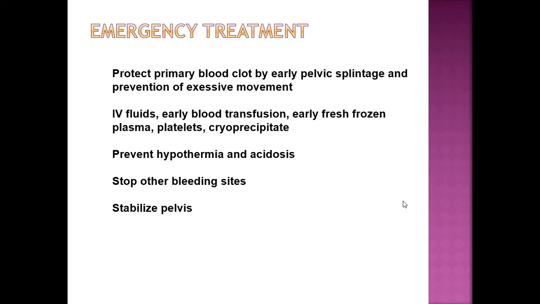Give him plenty of IV fluid. Early blood transfusion is required. Early fresh frozen plasma is required. The patient may need platelet transfusion and cryoprecipitate. Prevent hypothermia and acidosis. Stop other bleeding sites and stabilize the pelvis. So you have to go step by step: splintage, IV fluid, blood transfusion and blood products, prevent hypothermia.